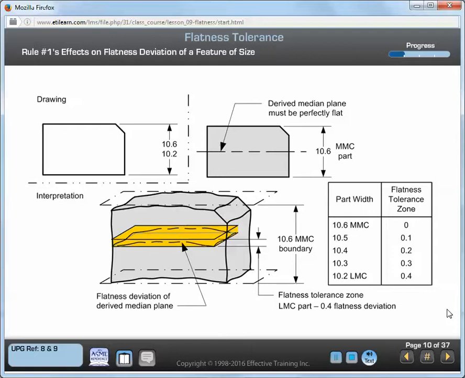Take a look at this example of the effects of rule number 1 on the median plane of a feature of size. If the limit of the flatness deviation provided by rule number 1 is sufficient for the function of the application, there's no need for you to specify a flatness tolerance.